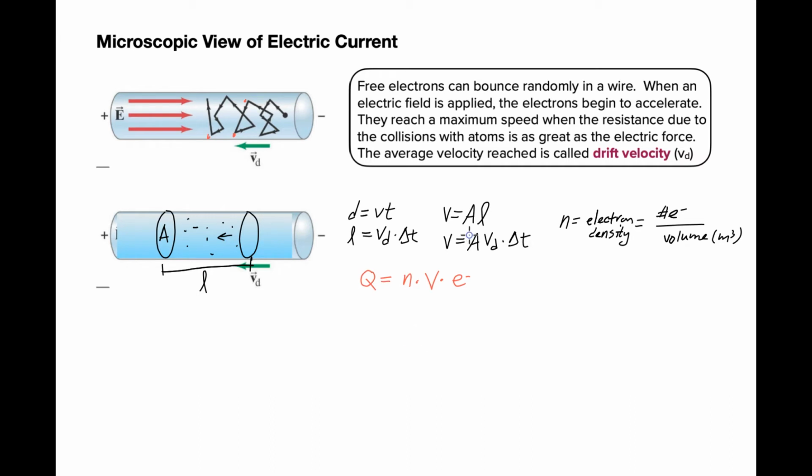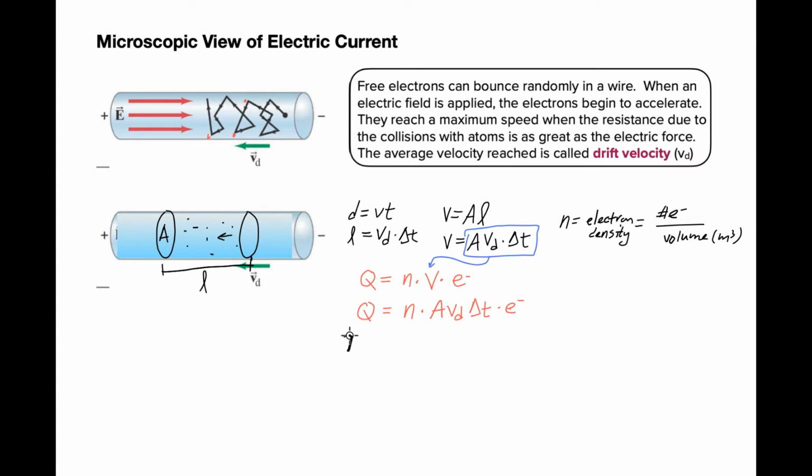So now we're going to take this formula we have for volume and just plug it in here. Now we know that Q is going to equal the electron density times the area times the drift velocity times the time period in which it occurs, times the charge per electron. Now that's Q, but many times, of course, we are interested in current. So we want current.